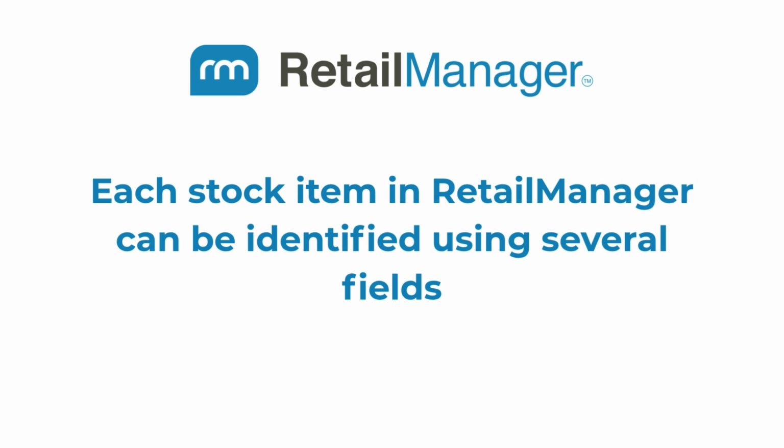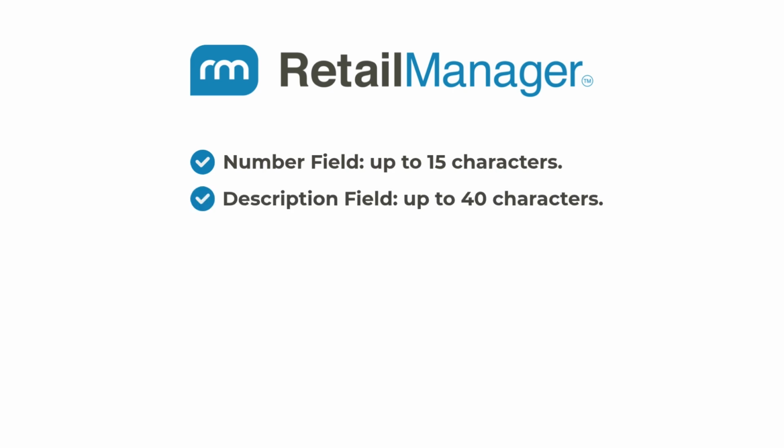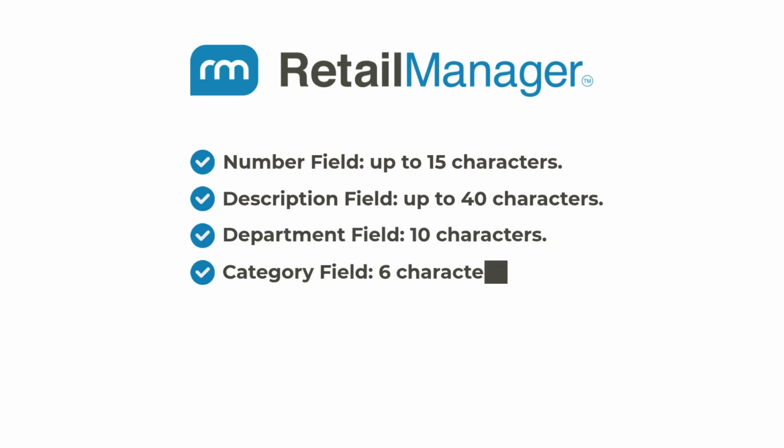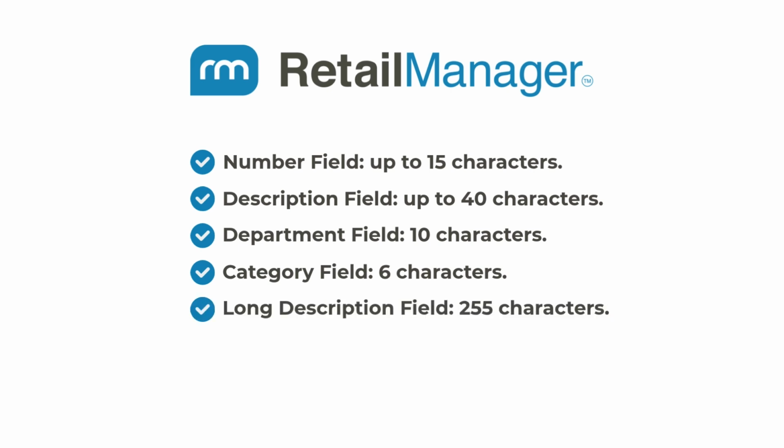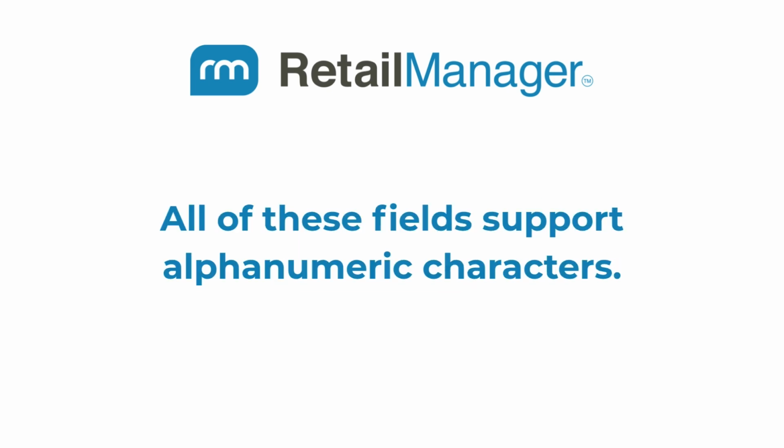Each stock item in RetailManager can be identified using several fields. Number field, up to 15 characters. Description field, up to 40 characters. Department field, 10 characters. Category field, 6 characters. Long description field, 255 characters. Custom 1 and 2 fields, 50 characters. All of these fields support alphanumeric characters.